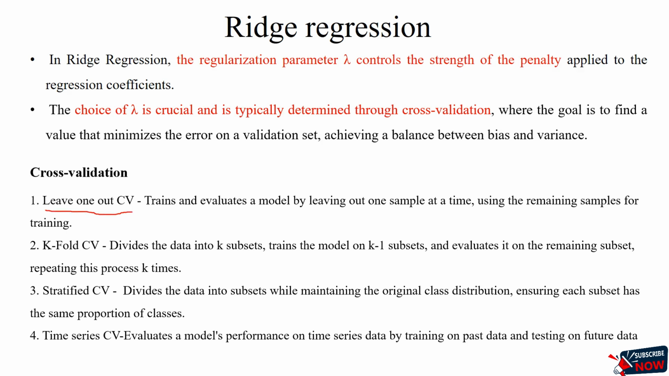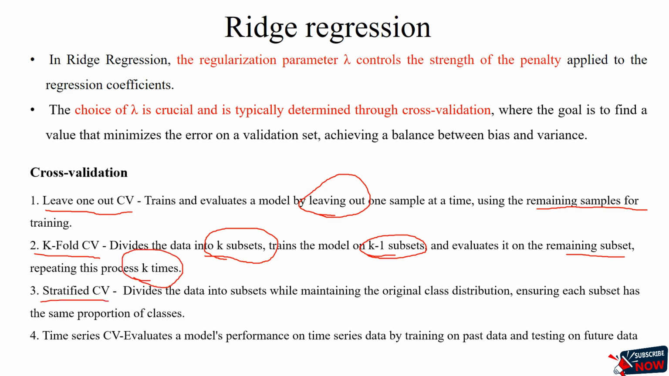Here, we leave out one sample at a time and the remaining samples are used for training. In k-fold cross-validation, we divide the data into k subsets. We train the model on k minus 1 subsets and evaluate it on the remaining subset. This is repeated k times. Then, stratified cross-validation.